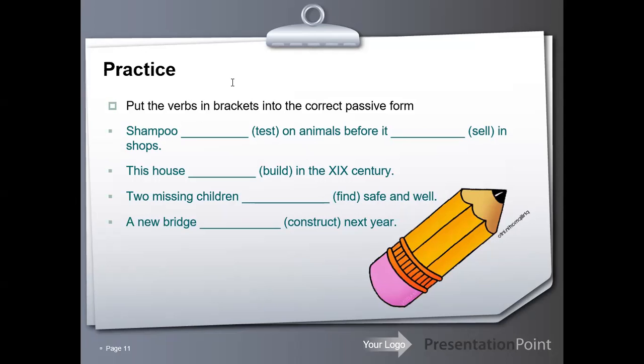Ok, let's take a look at this. ¿A dónde están los verbos? Queremos voz pasiva, ¿ok? Put the verbs in brackets into the correct passive form. What are the verbs? Test, sell, build, find, construct.